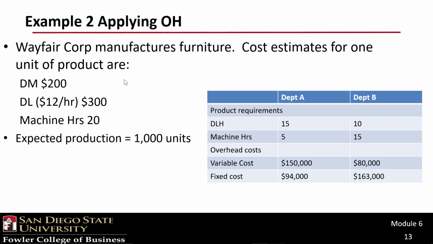Okay, so now let's move on to example number 2. In example number 2, Wayfair Corp manufactures furniture, and cost estimates for a single unit of their product are direct materials, $200.